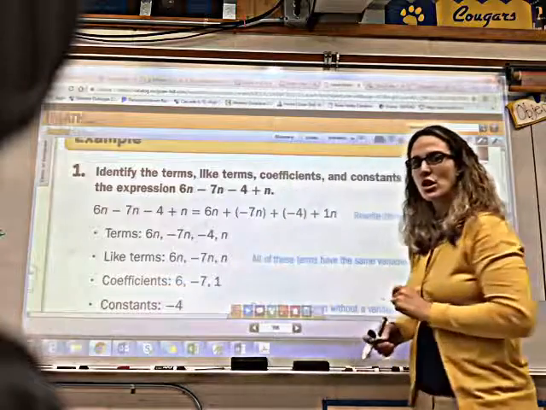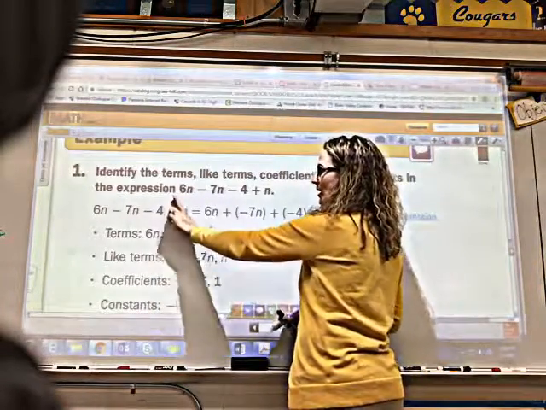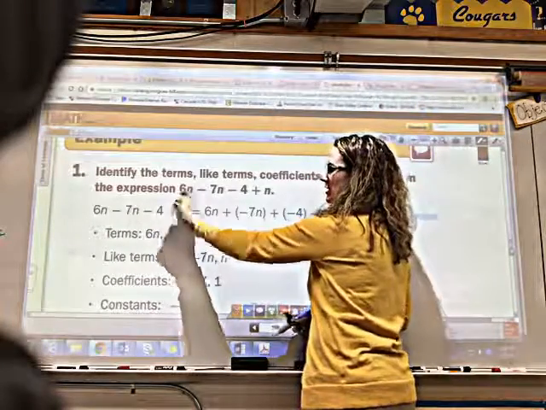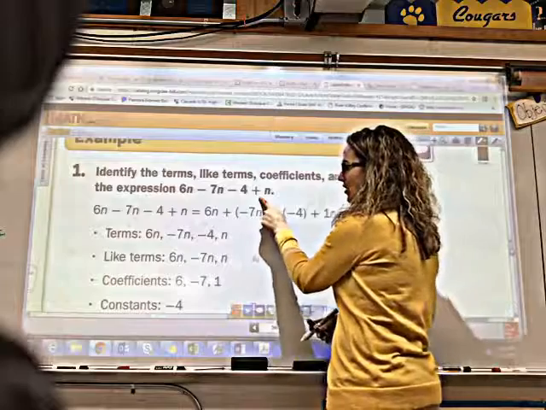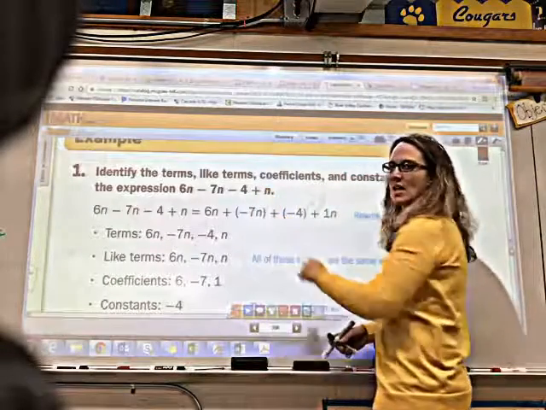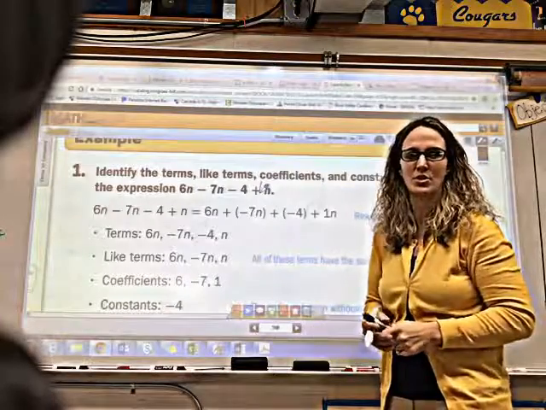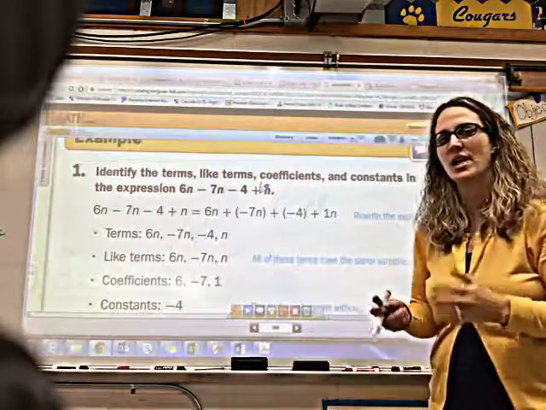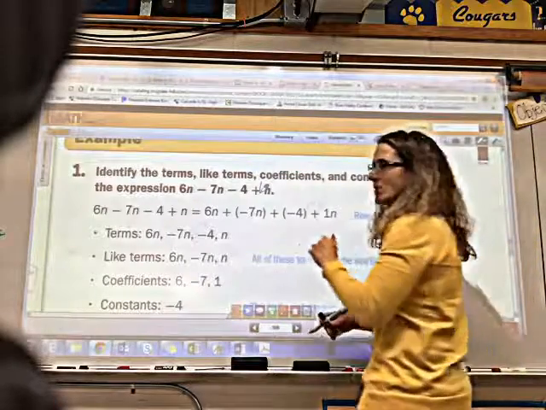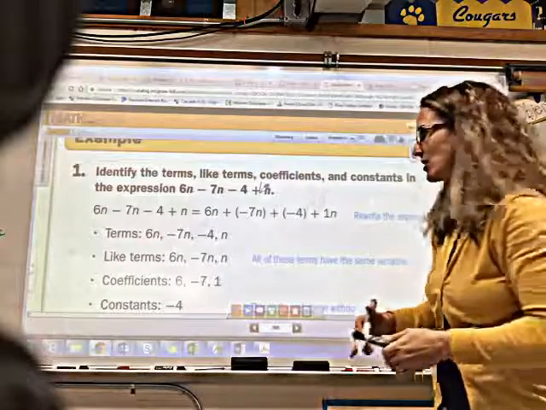Coefficients, again, are your numbers that are ahead of your variables, and I talked about this earlier. If I take a look up here, the number ahead of the variable is a 6. Here your number ahead of the variable is negative 7, and here your number ahead of the variable would be 1 because I have 1n. If it helps you to draw that 1 in there, please feel free to do that. And then your constants are going to be your numbers that stand alone. There's no variable tied with them. So negative 4 could be considered the constant.